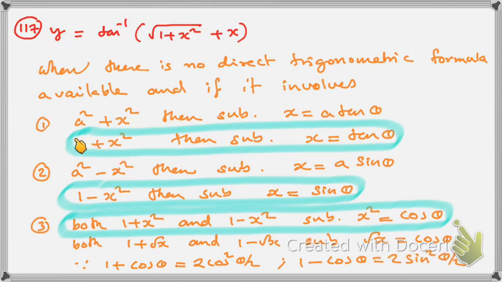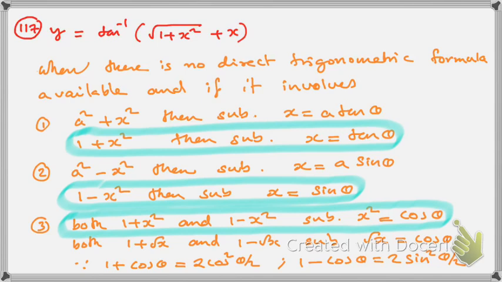So one more time. When there is no direct trigonometric formula available, and if it involves 1 plus x square, substitute x is equal to tan theta. 1 minus x square, substitute x is equal to sin theta. 1 plus x square and 1 minus x square, x square is equal to cos theta. But instead of x square, it could be anything else, like 1 plus root x and 1 minus root x. I'll say let root x be equal to cos theta. If it is 1 plus x cubed and 1 minus x cubed, I would say x cubed is equal to cos theta. So these are the basic rules there.